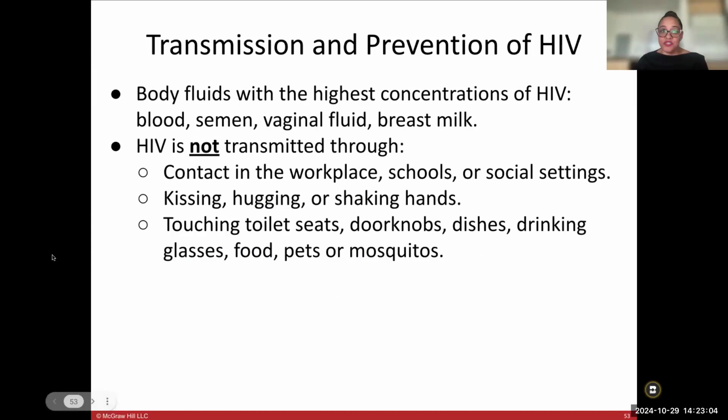Body fluids with the highest concentrations are blood, semen, vaginal fluid, and breast milk. HIV is not transmitted through contact in the workplace, schools, social settings, kissing, hugging, shaking hands, touching toilet seats, doorknobs, dishes, drinking glasses, food, pets, or mosquitoes. Mosquitoes is a big one that persists for some reason, but no, HIV is not transmitted through mosquitoes.